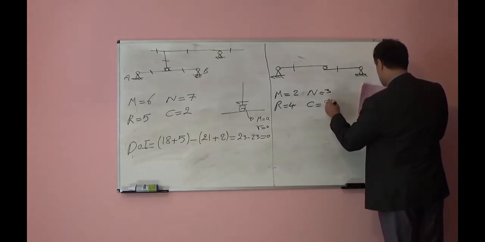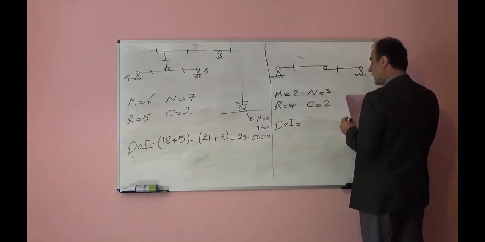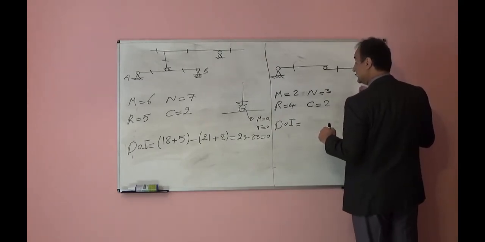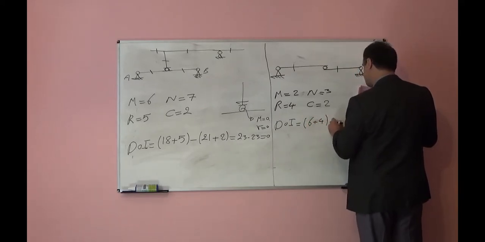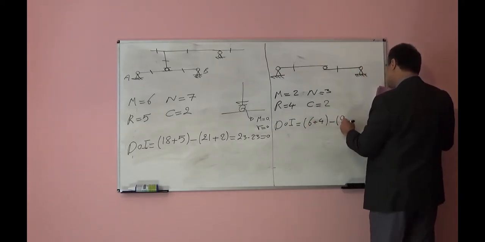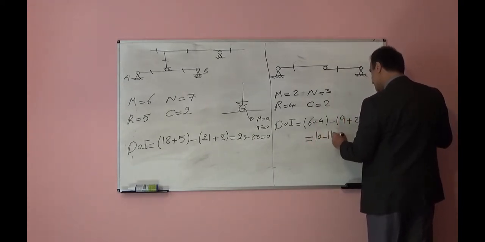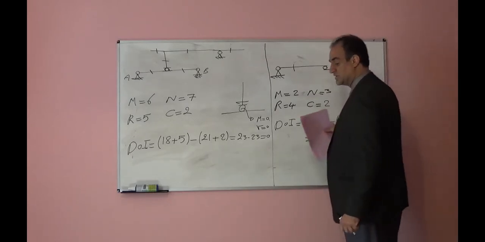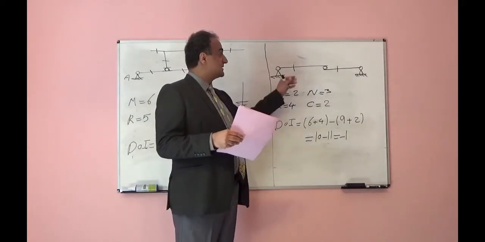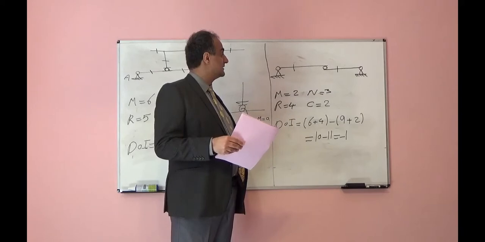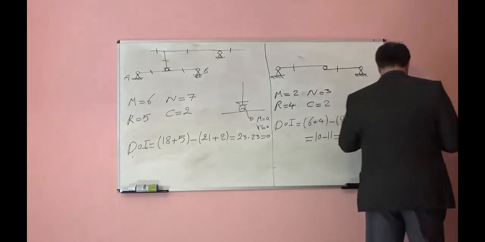C is equal to 2. So for this system, DOI, degree of indeterminacy, is equal to 3 times M, 6, plus R, 4, minus 3 times N, 9, plus 2. That will be equal to 10 minus 11, negative 1. So it is a kinematic system. It is not a stable system, and you see the degree of indeterminacy is equal to negative 1.